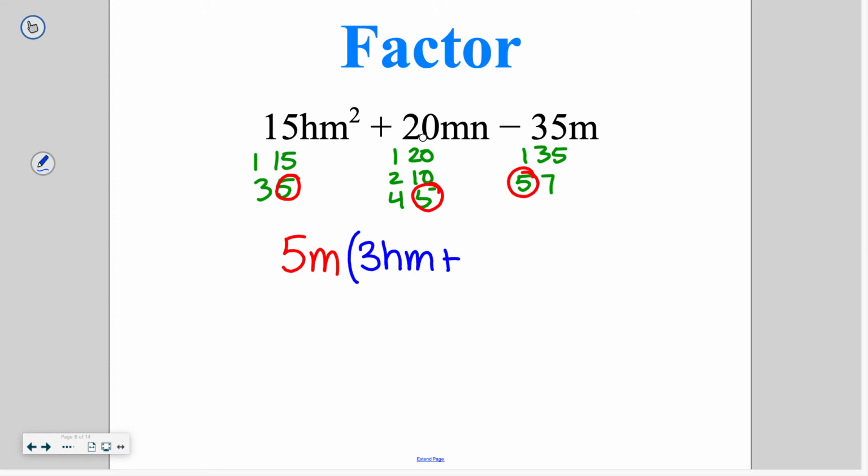Plus 20, pull out a 5, that leaves me a 4 left over. I pulled out the m, so that's gone, leaving me with just the n. And then I subtract 35, take out the 5, is 7, m, and m. There's nothing left there. So my factored form is 5 times 3hm plus 4n minus 7. So we pull the GCF out, and the remaining pieces, once that GCF is factored out, go inside the parentheses.